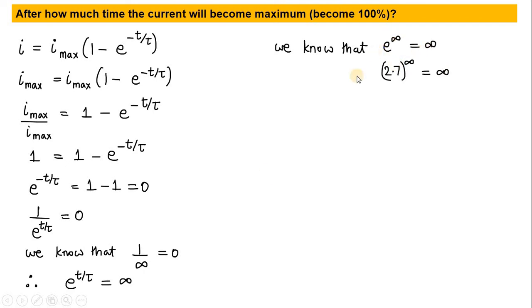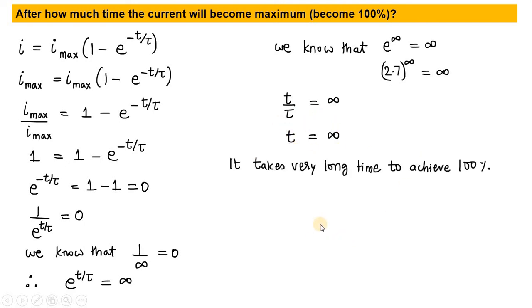So from this, can we say that this power t by tau must be equal to infinity by comparison? So t by tau must be equal to infinity, and then cross multiply: infinity multiplied by tau would be infinity. So therefore the time taken is infinite. This is the answer for this question, that how much time it will take for the current in the circuit to become maximum, 100%. It will be an infinite amount of time. So it takes a very long time to achieve 100%.